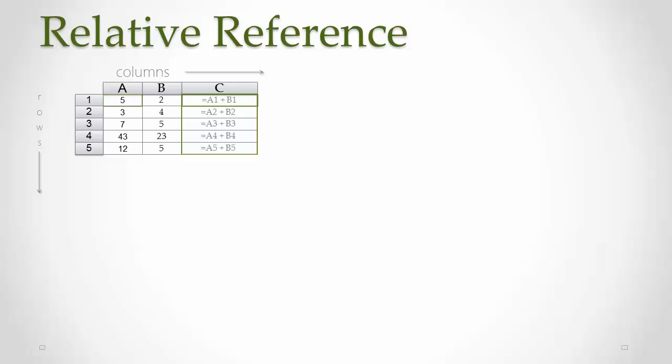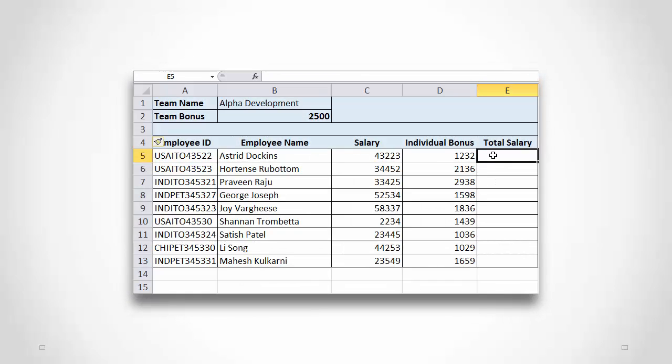At times, you may not want Excel to automatically update the cell references. Let's take a look at another scenario. Here is an example of a salary spreadsheet of a team. Rows 1 and 2 provide information about the team and their bonuses, and rows 5 to 12 provide information about employees and their salary. The total salary of each employee depends upon their salary, their personal bonus, and the team bonus. While the salary and personal bonus varies, the team bonus remains the same for all employees.